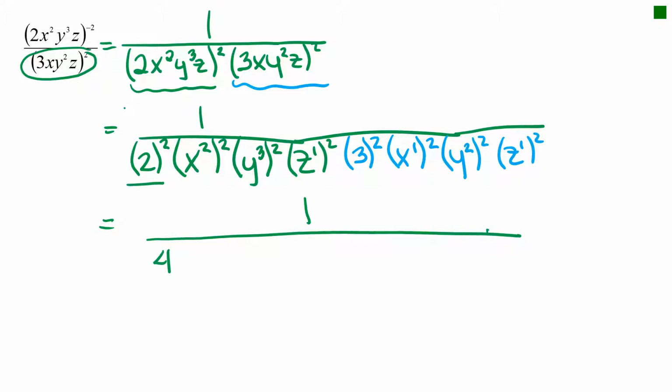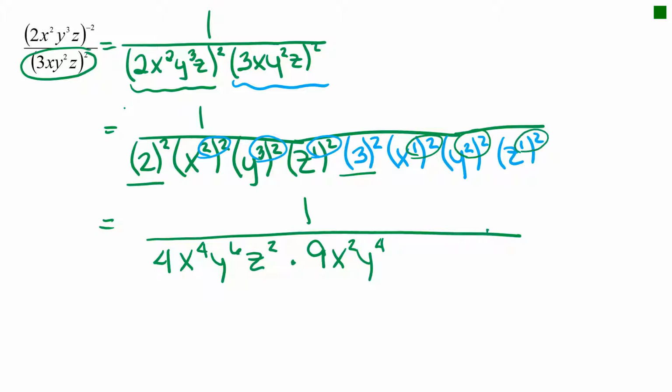2 squared, 4. X squared squared, multiply x to the 4th. Y to the 3 to the 2nd, multiply y to the 6th. Z first to the 2nd, multiply 1 times 2 is 2. 3 to the 2nd, numbers, 3 to the 2nd is 9. Go to your calculator. Here I have x to the 1st squared, multiply 1 times 2 is 2. Here y squared squared, multiply 2 times 2 is 4. Here z to the 1 squared, multiply 1 times 2 is 2.